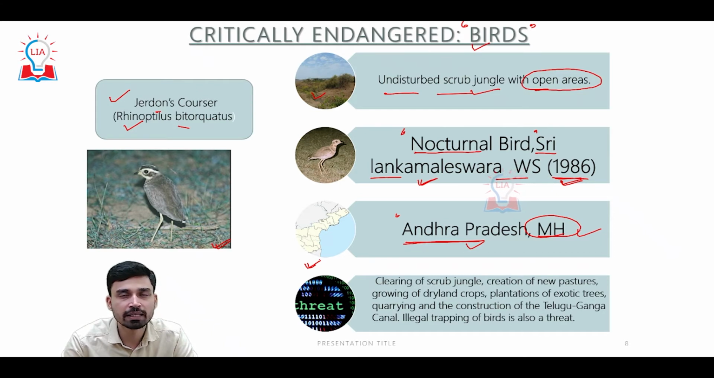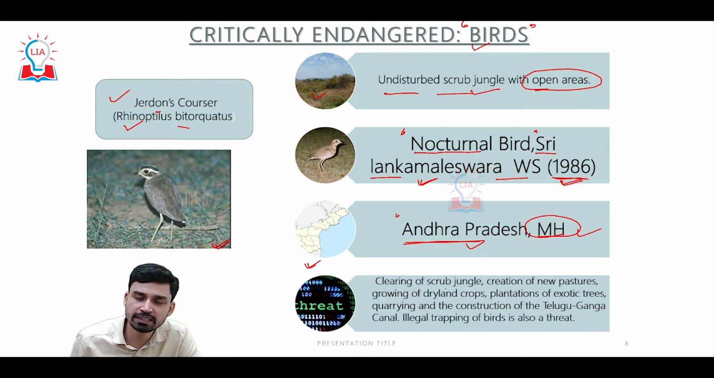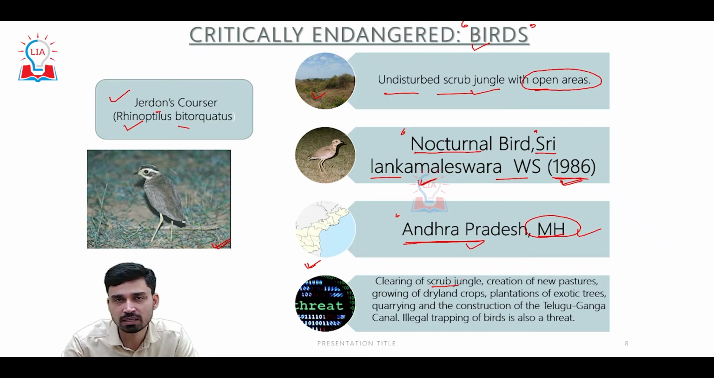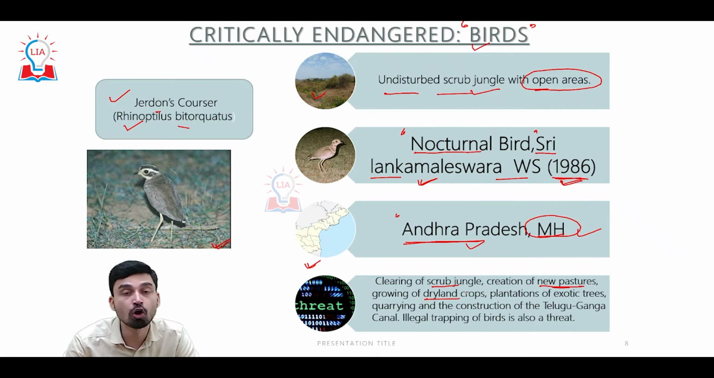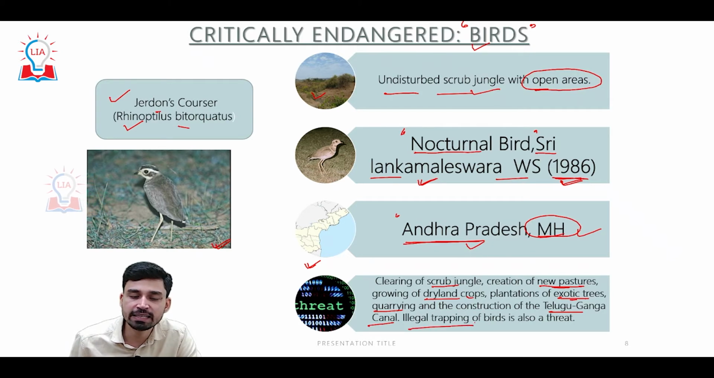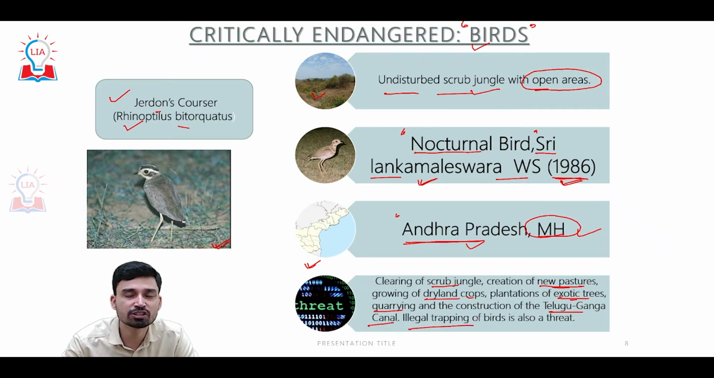The major threat that poses a challenge to this particular bird is the clearing of scrub jungle. Large parts of scrub jungles have been cleared for various purposes, including agriculture or creation of pasture lands for grazing of animals, and growing of dryland crops, because scrub jungles, we know, cannot support all types of crops, but at least they can support dryland crops, especially millet crops, as they require less water for cultivation. So growing of dryland crops, plantation of exotic trees, quarrying for mining of various minerals, and the construction of the Telugu Ganga Canal, as well as illegal trapping of birds. These are some of the major extensive threats that pose a challenge to this particular bird.